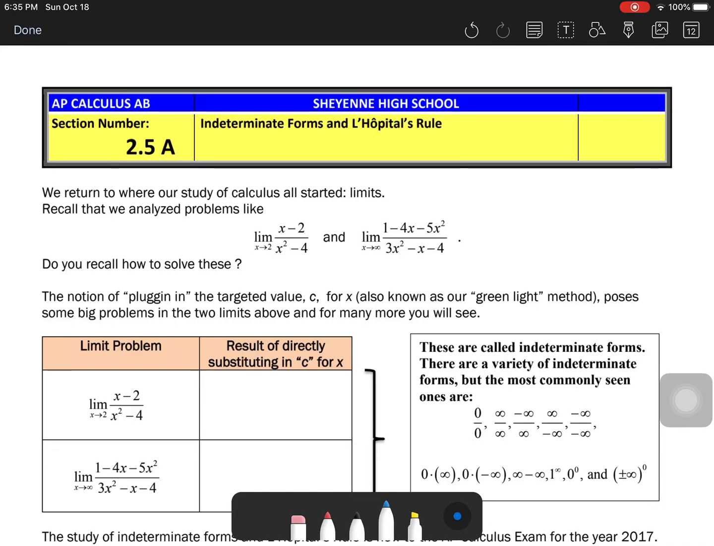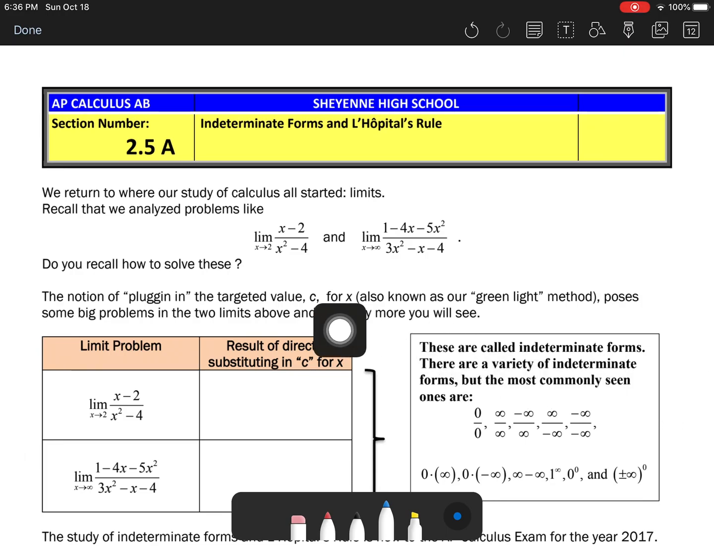Hello AP Calc class. We are going to take a look at a rule for calculating some limits, and it's called L'Hopital's rule, and we'll apply it in certain situations where we get an indeterminate form, is what we would call it. So we're going to look at some different indeterminate forms where L'Hopital's rule would apply, and then we'll show how we can apply that and calculate our limits.